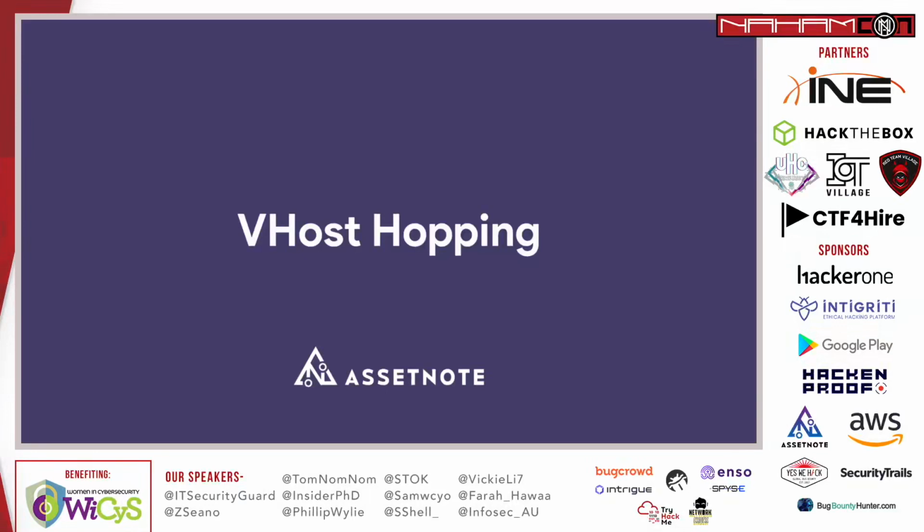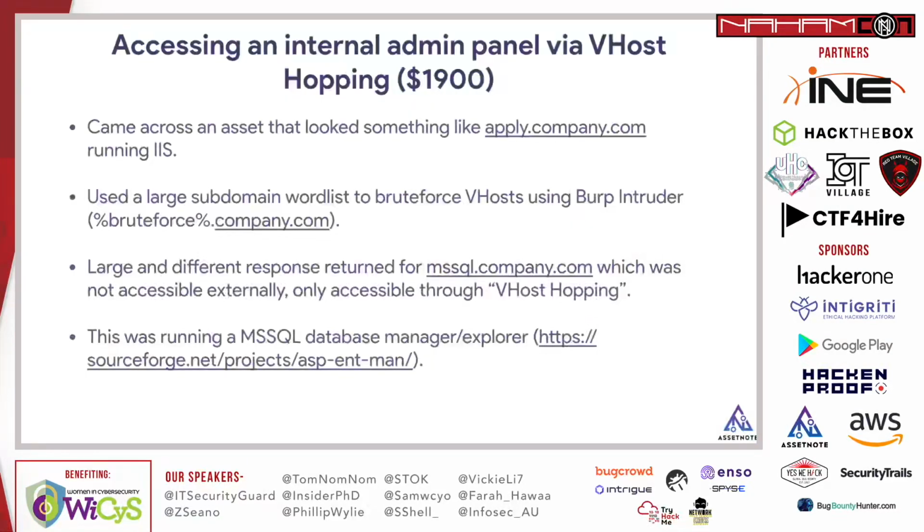So moving on, I want to talk a little bit about vhost hopping. This is something that I've been pretty successful with in bug bounties. One example I can give you is I was able to access an internal admin panel via vhost hopping. They paid out $1,900. So I came across an asset that looked something like apply.company.com.